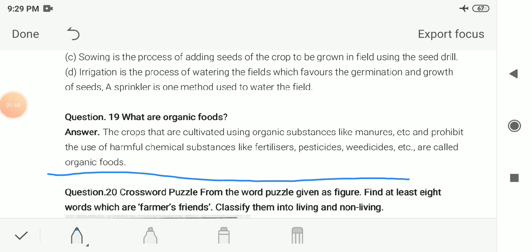So till now we have seen the solutions up to question 19 of this first chapter of the exemplar book, that is crop production and management. In the next video we will see the solutions for the rest of the questions. Thank you.